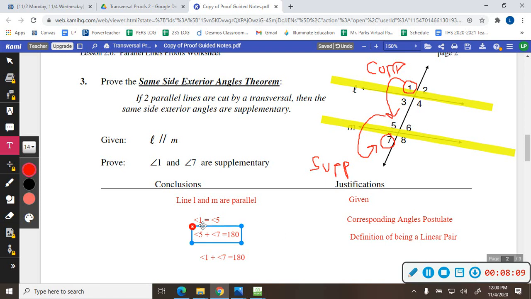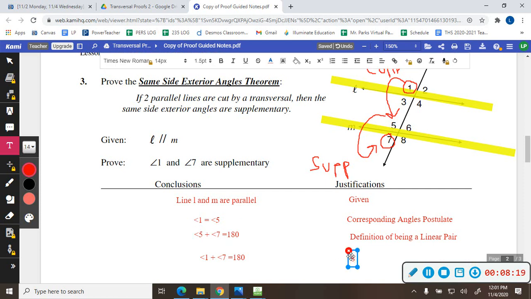How did I do that? Well, if I know 5 plus 7 is 180, but I know 5 is really equal to 1, I can use a property called the substitution property.